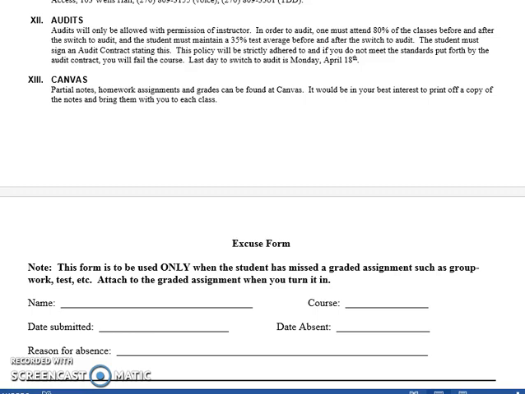Canvas, partial notes, homework assignments, and grades can be found at Canvas. It would be in your best interest to print off copies of any of the notes and bring them to class with you. Also, if I decide to make any more recordings, they will also be available at Canvas.